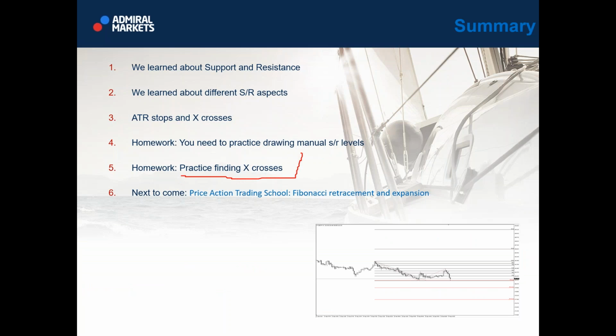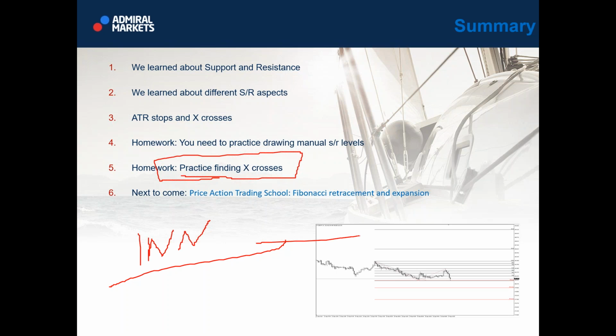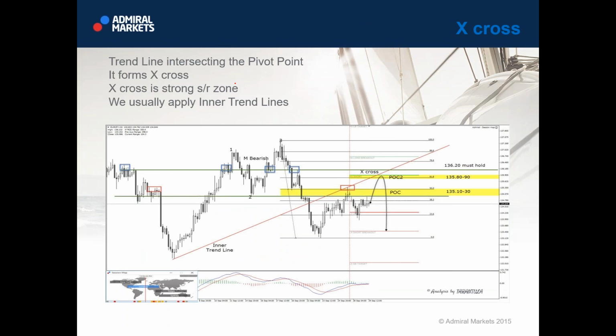Practice finding X crosses. So inner trend line cross with pivot point or important zone is an X cross. Usually inner trend line crossing a pivot point. Okay? So inner trend line, once more, inner trend line crossing an important pivot point, it's the X cross. And it's usually inner trend line. So this defines X cross.